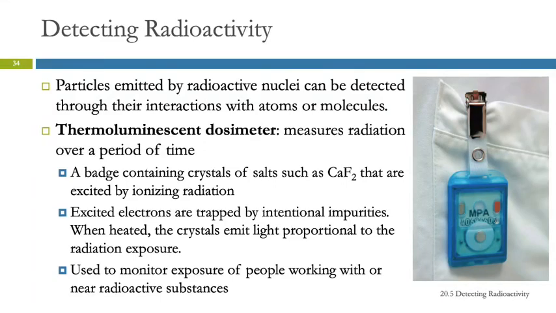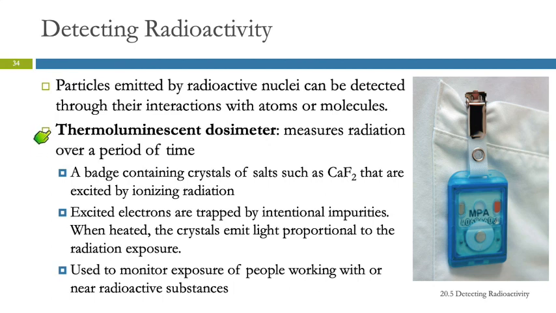So, how do you detect radioactivity? We can't see it, you can't feel it. But we can monitor it based on the interactions between radioactive nuclei and other atoms or molecules. And so we're going to talk just very superficially about some different ways of measuring radiation or radioactivity.